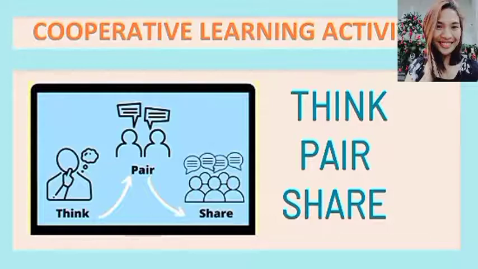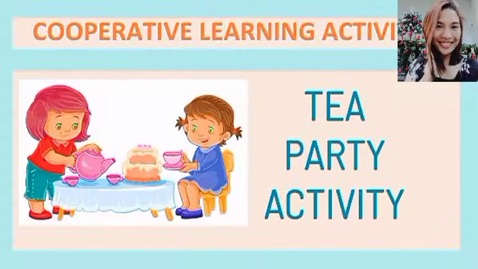So these are the example of the cooperative learning activities. First is we have here the think, pair, and share. So it can be used to help students form individual ideas, to discuss and to share with the others in group. And then we have here the tea party activity. It doesn't only allow students to have the chance to share ideas, but it also allows students to make conversations to learn from each other.